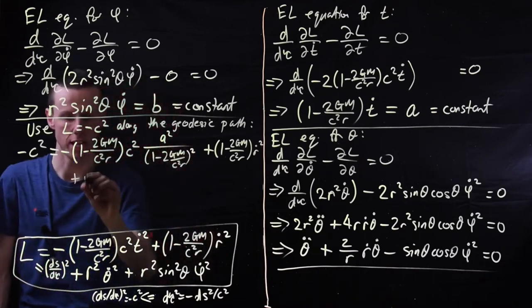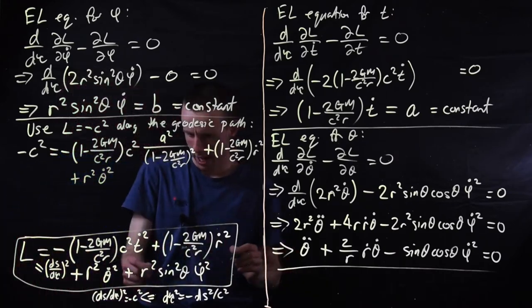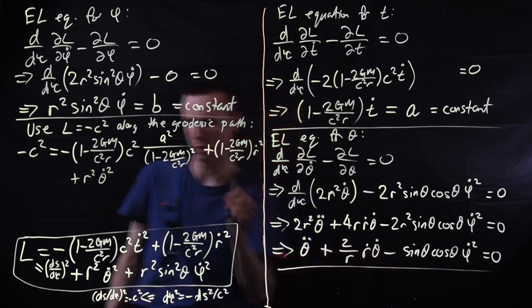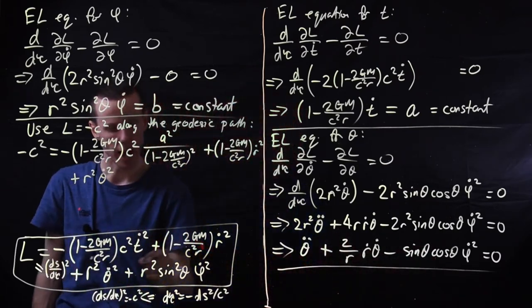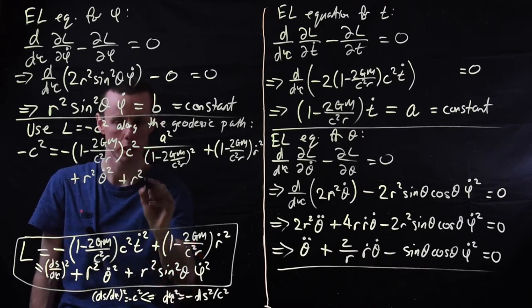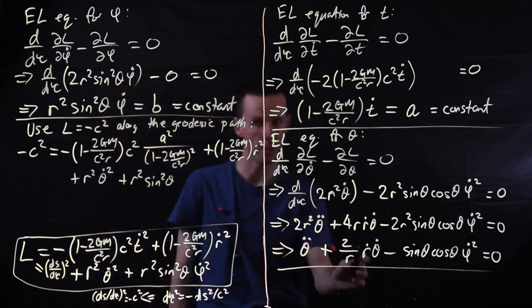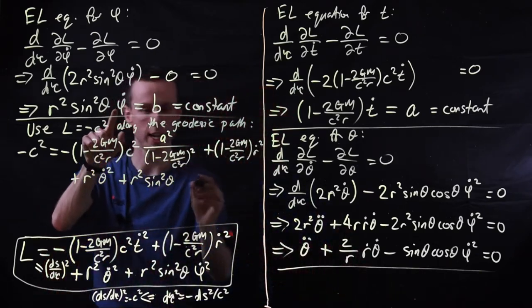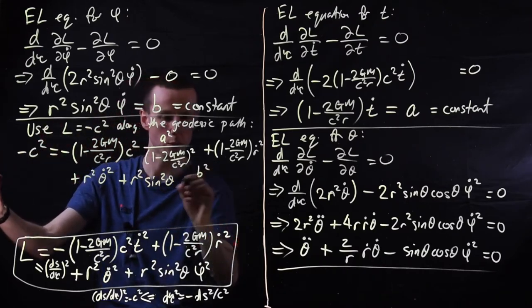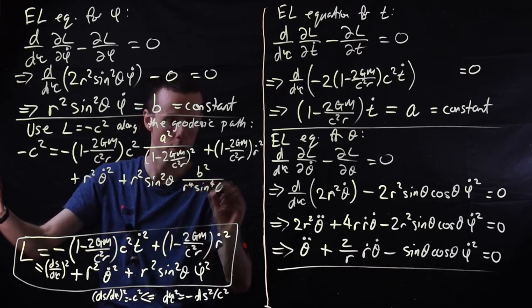And then we have plus r squared theta dot squared. Let's just keep that as it is for the time being, because we don't have a simple equation here for theta dot. We just have a differential equation for it. So let's maintain that the way it is. And then lastly, we have plus r squared sine squared theta phi dot squared. But we know what phi dot is from here. We can write it as b over r squared sine squared theta. So this will become b squared over r to the 4 sine to the 4 theta.